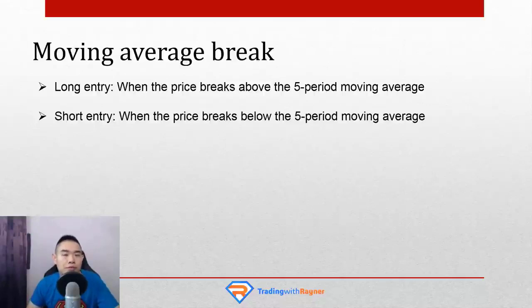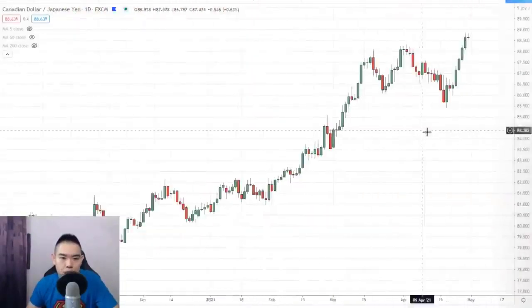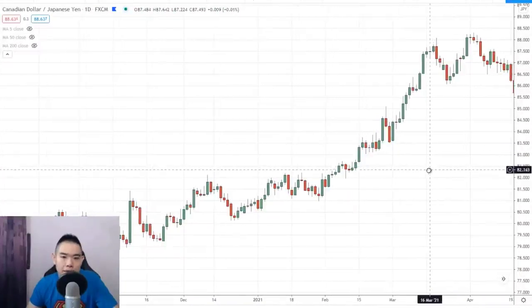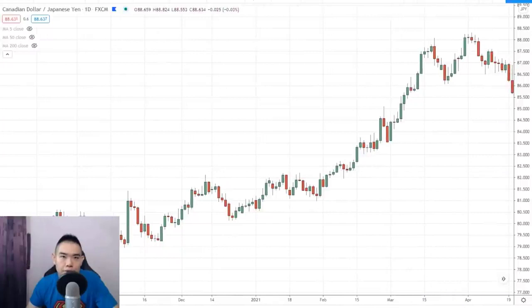So let me share with you a few examples of how this moving average break works. Over here, let's say you have this Canadian yen. You can see that this market is in an uptrend and it's making a pullback over here. Now you might be wondering, when is the right time to enter a trade? Again, you can use the concept of the moving average break, overlay with a 5-period moving average.